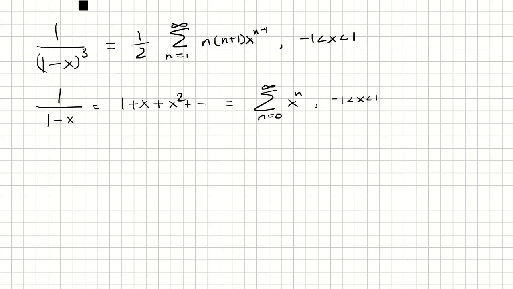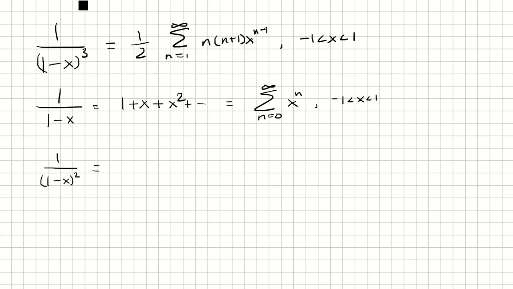And the way we're going to go from 1 over 1 minus x to 1 over (1 minus x) cubed is by taking the derivative twice. So taking the derivative the first time will give us 1 over (1 minus x) squared.